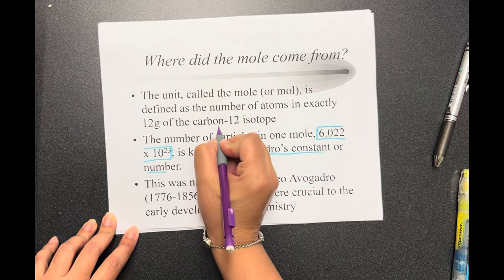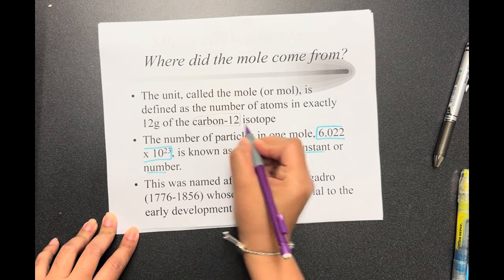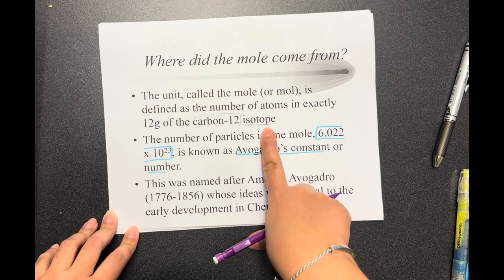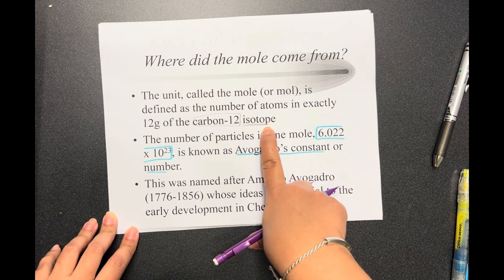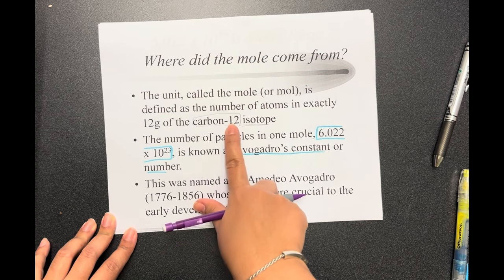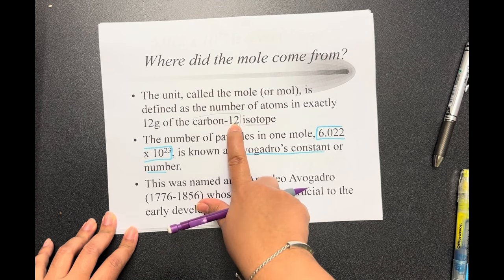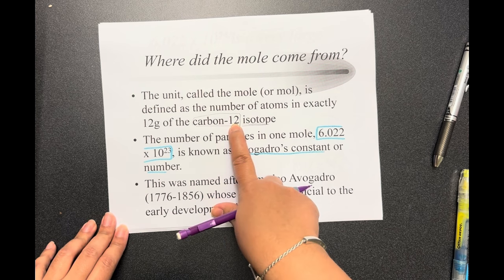Remember that isotopes are atoms of the same element with a different mass number. They're going to have a different number of neutrons. So carbon-12 is an atom of carbon that has a mass of 12, with 6 protons and 6 neutrons.